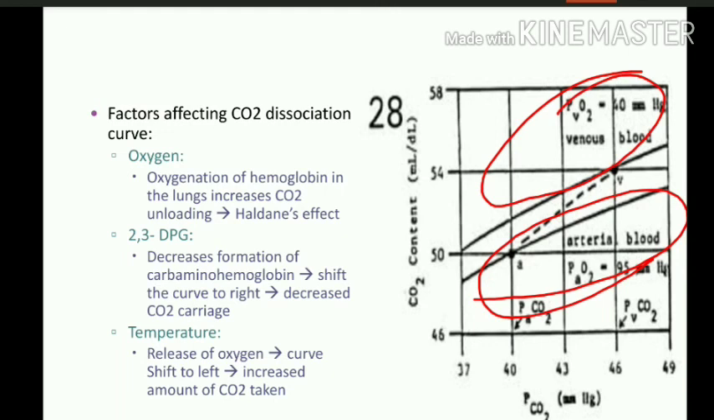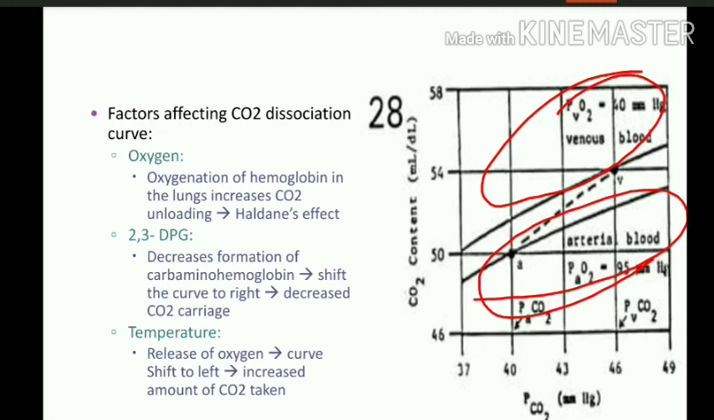Now we'll discuss. So deoxygenated hemoglobin holds more carbon dioxide than oxyhemoglobin, and this effect is known as Haldane effect. In simple words, we can say that when oxygen binds with the hemoglobin, it dissociates carbon dioxide from the hemoglobin, and this is seen at the lung level, which is known as Haldane effect.